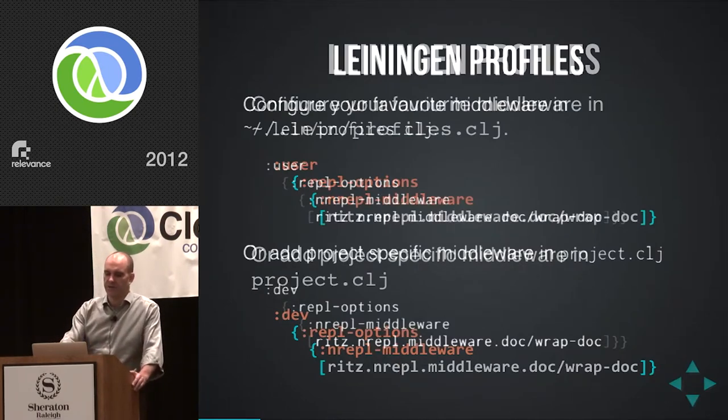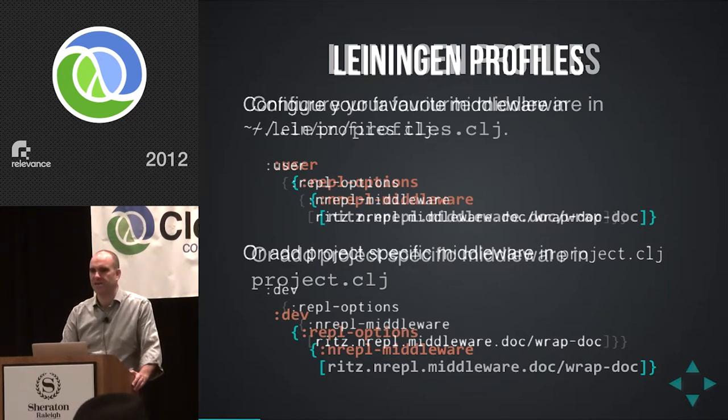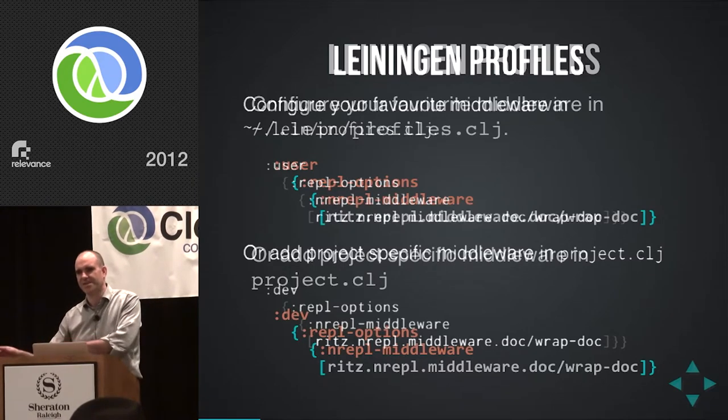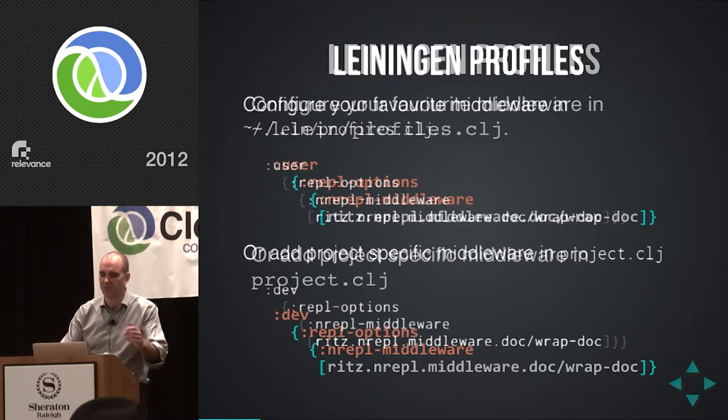The other way you can do it is in the dev profile in your project.clj file, and then you can set up something that's project specific. And you can do more than that. You can actually set up arbitrary profiles and then say lein with-profile XXX, and it will start up with those options. So a very flexible system and a great feature of Leiningen 2.